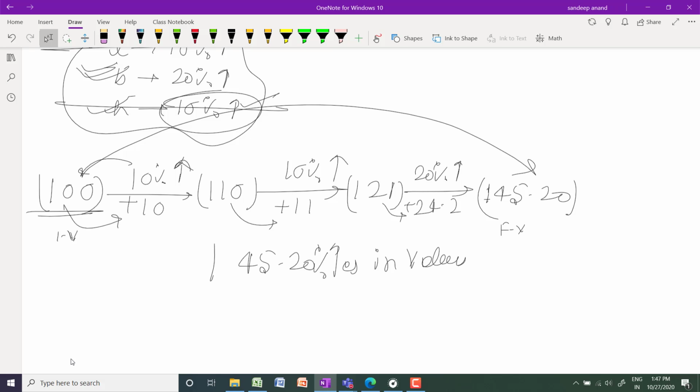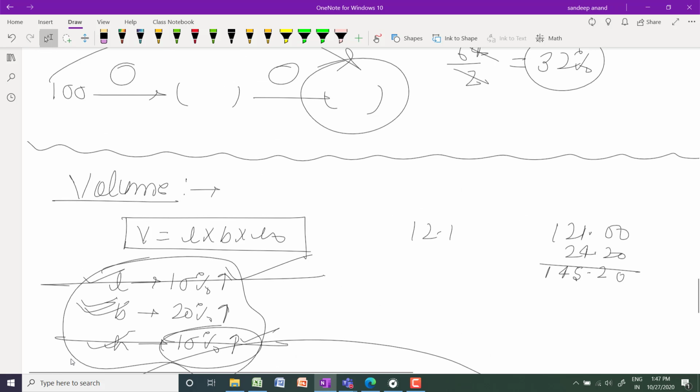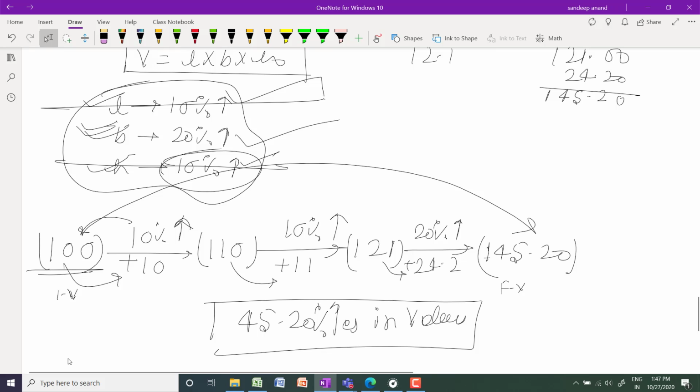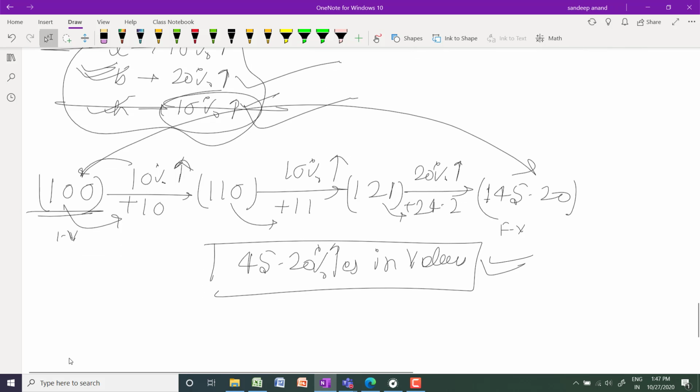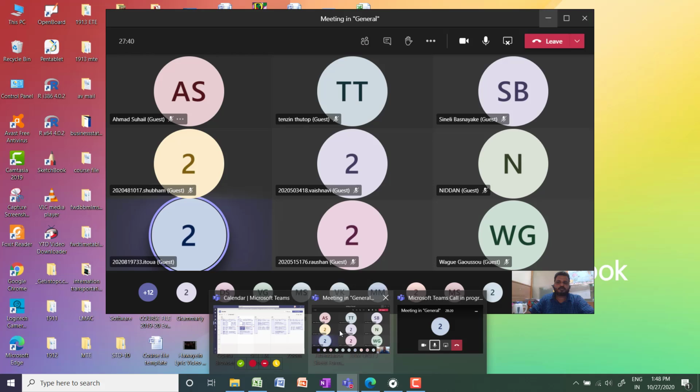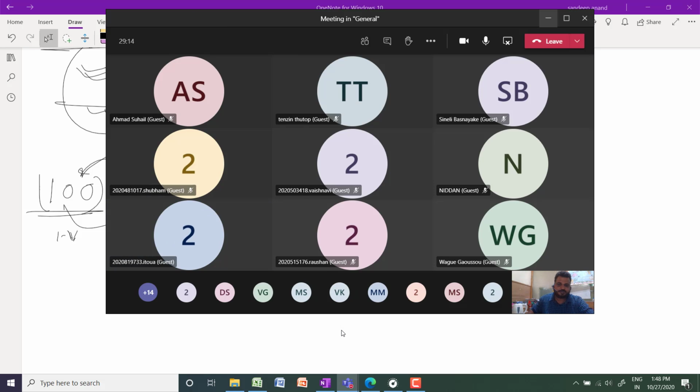So if you increase the length by 10%, the width by 20%, and the height by 10%, your volume will increase by 45.20. Okay? Yes, sir. Now are you clear with this concept? Yes, sir. Okay, everyone, please reply to me. It's clear? Yes, sir.